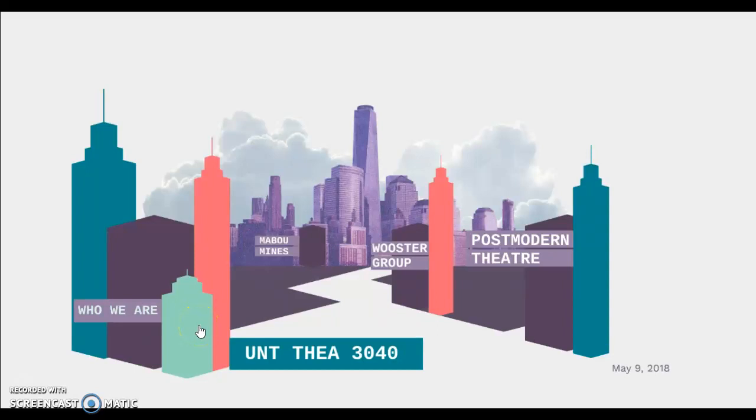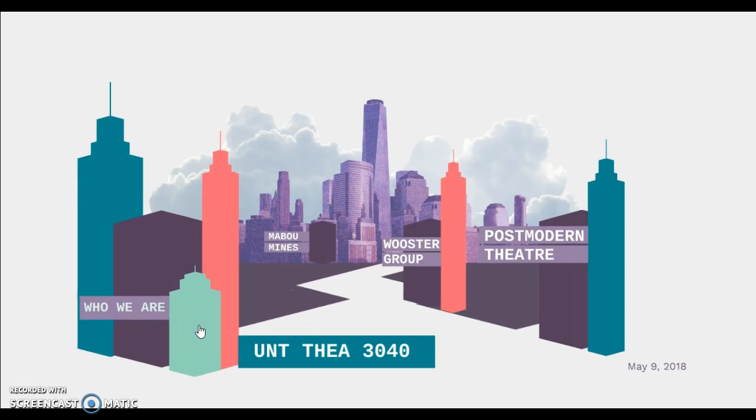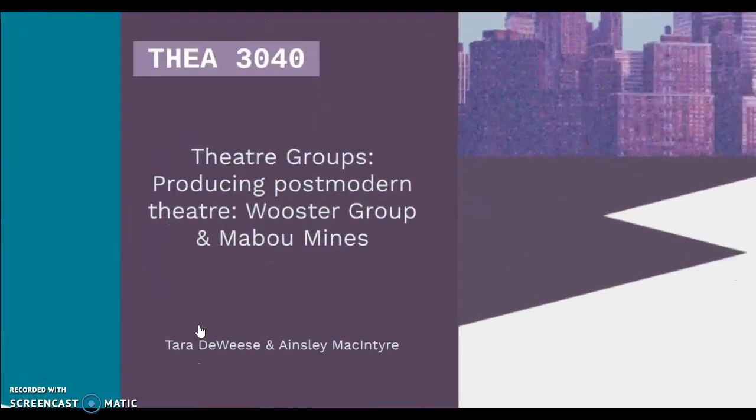Hey guys, this is our final project visual presentation for Theater 3040 at UNT. Just a quick overview, our project was over producing postmodern theater, specifically related to the Wooster Group and Mabou Mines and their contributions to theater as a whole.